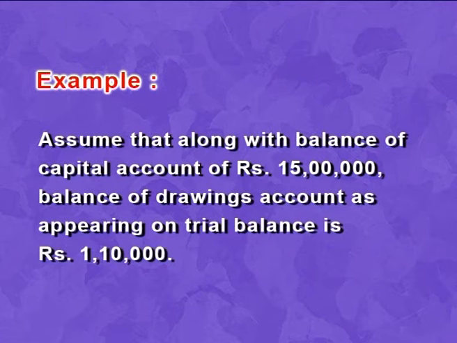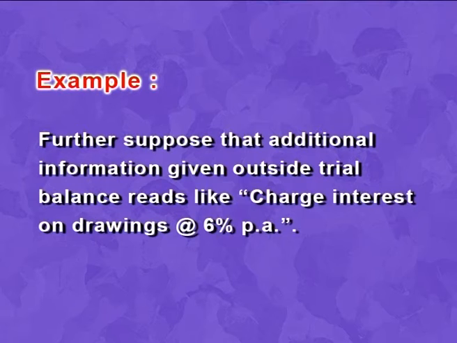We will continue with our previous example relating to interest on capital for proper understanding. Let us assume that along with the balance of capital account of 15 lakh, the balance of drawings account as appearing on the trial balance is 1,10,000 rupees. That implies the owner has withdrawn cash or kind worth rupees 1,10,000 throughout the year. Let us further suppose that additional information given outside the trial balance reads: charge interest on drawings at the rate of 6% per annum.